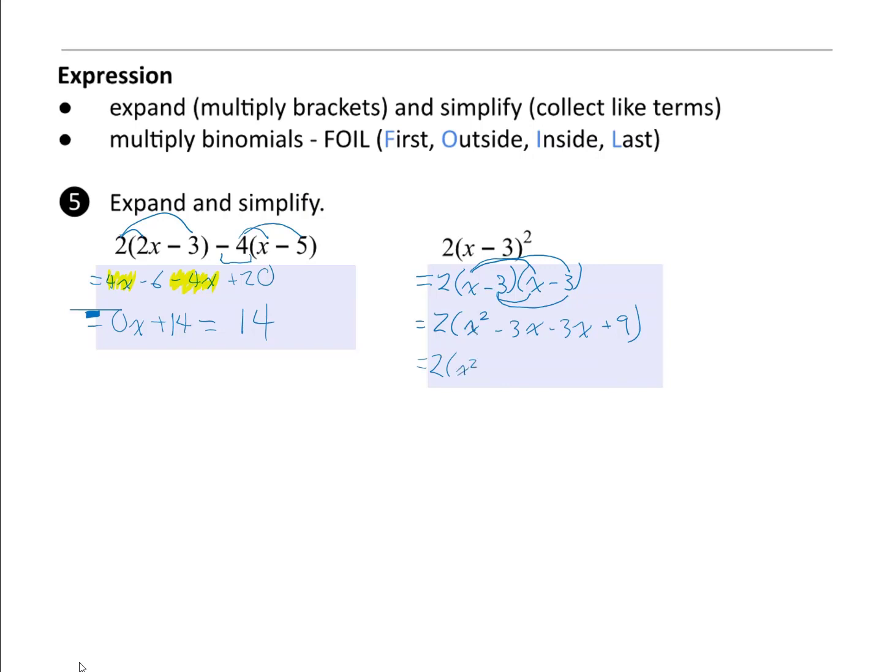Again, you can multiply 2 in at this step. You don't have to. I choose not to until the very end, just because I like to keep all my steps nice and simple. Minus 6x plus 9. Okay. And then now I'm going to multiply in the 2 into each term here. So 2x squared minus 12x plus 18. And I am done with that expression.